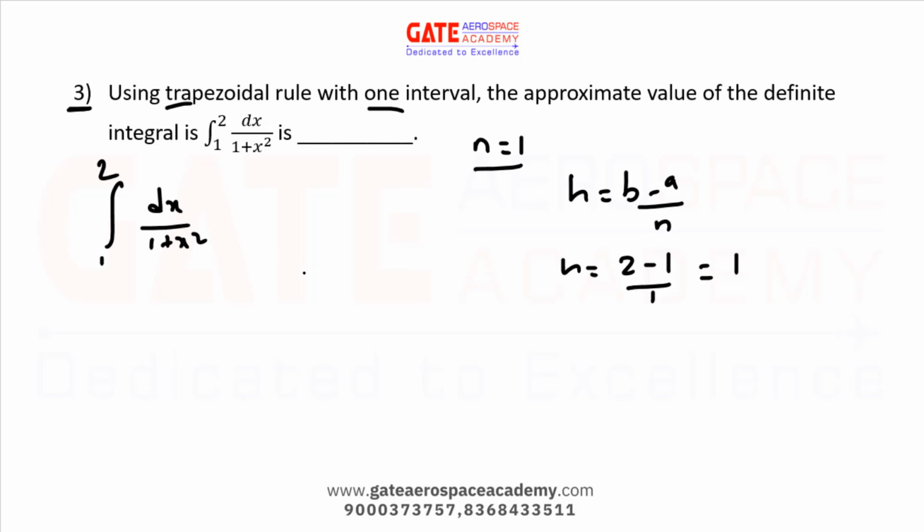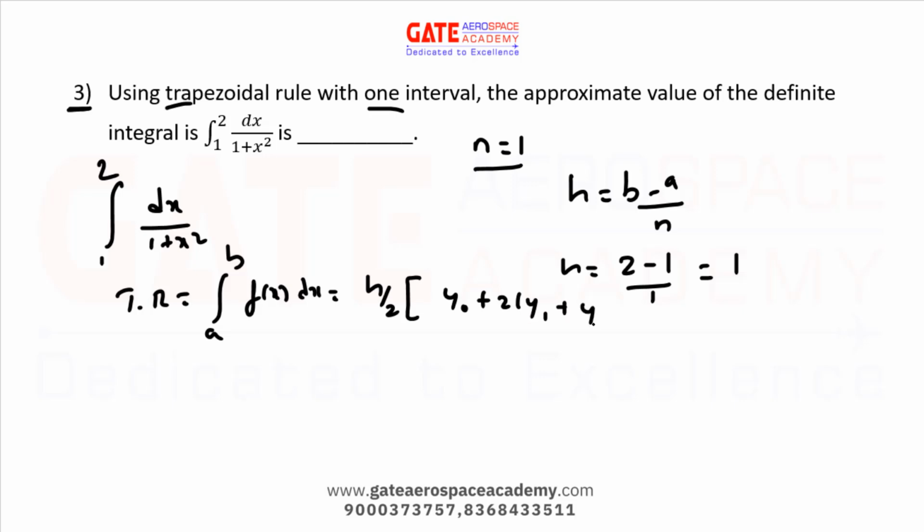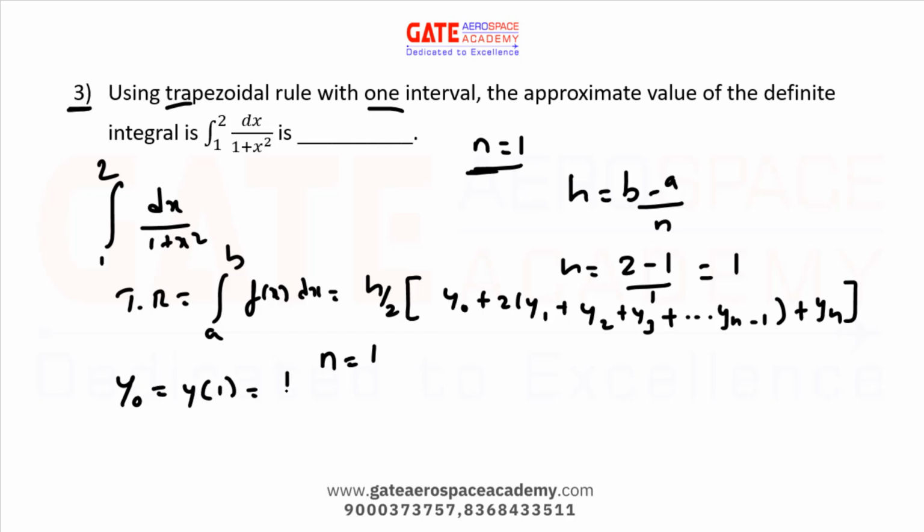Okay. So directly they have given us. Now, you know what is the trapezoidal rule formula? Integration of a to b f of x dx equal to h by 2 y naught plus 2 times of y1 plus y2 plus y3 plus so on yn minus 1 plus yn. Here we know that n is equal to 1, right? In the question directly they have given us n equal to 1. So if I take n equal to 1, so first we will calculate what is y0. Y of 1 equal to 1 by 1 plus 1 square, which is equal to 1 by 2.